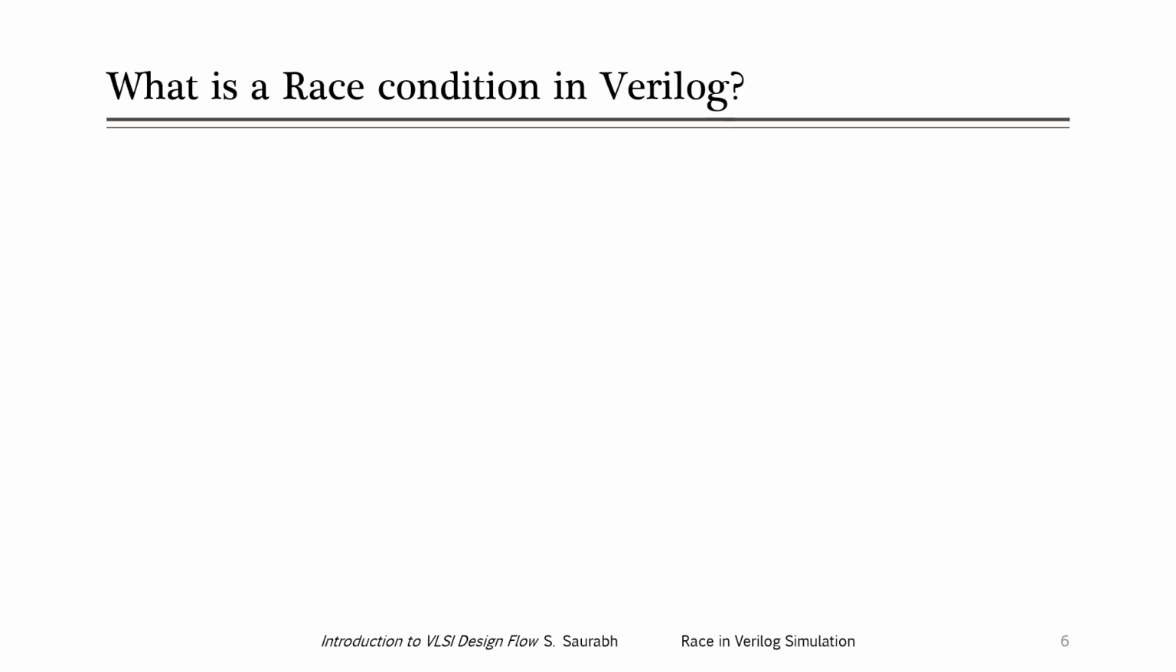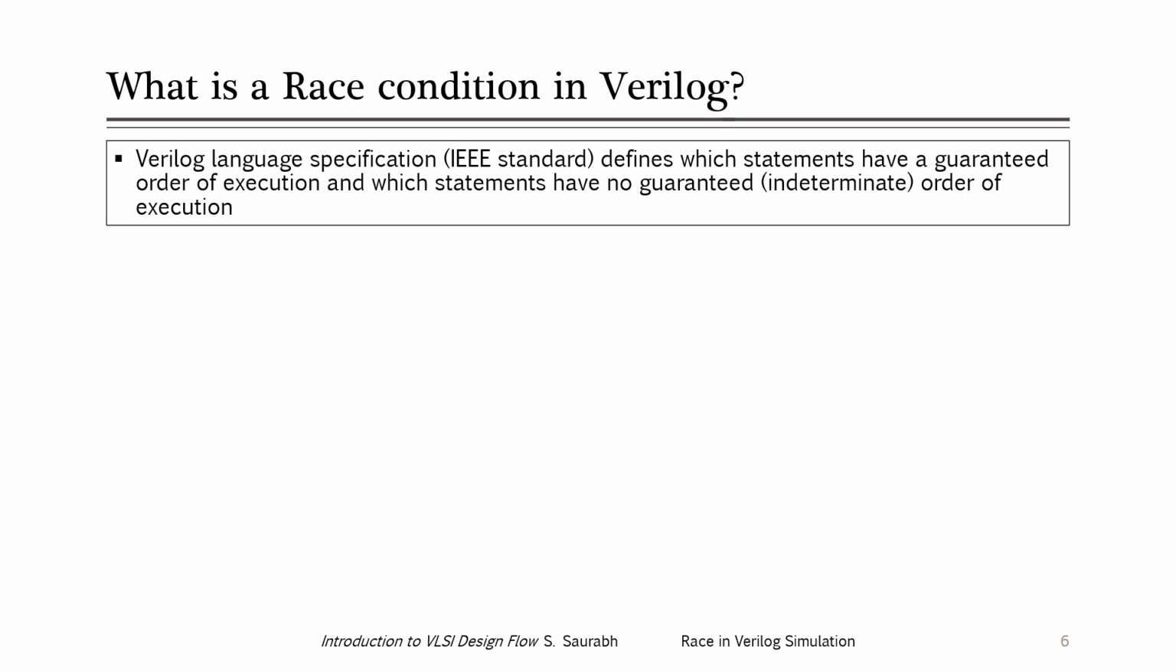Now let us formally look into the definition of the race condition in Verilog. The Verilog language specification or IEEE standard defines which statements have guaranteed order of execution. For example, statements in a sequential block, that is between begin and end, are executed as they appear in the code, and there is a guaranteed order of execution. And which statements have no guaranteed or indeterminate order of execution. For example, the statements in the active event queue have no guaranteed order of execution. So this is what is defined in the Verilog standard.